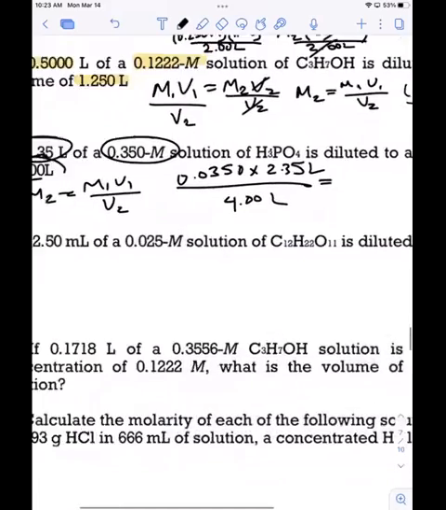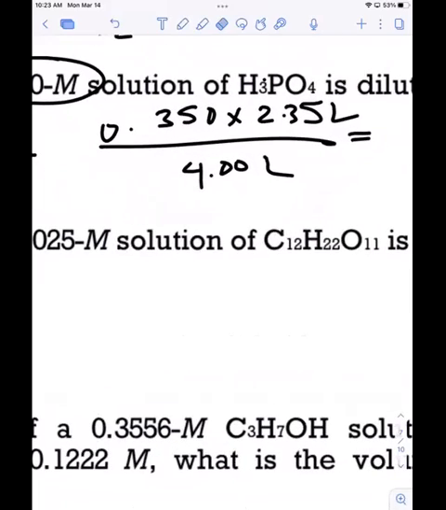I got this long number, but I don't know if I put it in right. I screwed that up. I saw I put 0.035. It's actually 0.35. What'd you get? Let me see. Let me try to match it. 0.350 times 2.35 divided by 4.